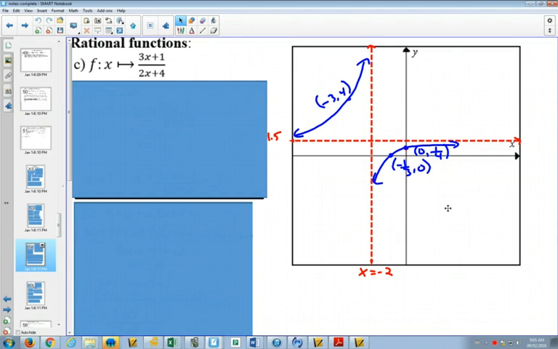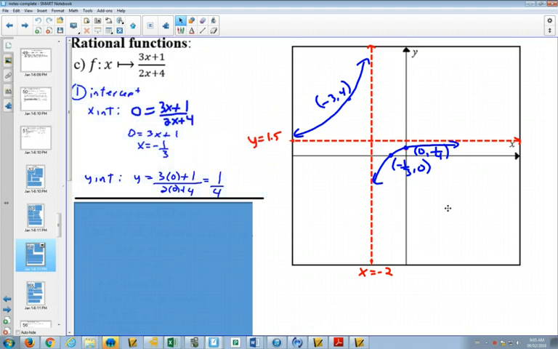So starting off, if we were looking at our x and y intercepts, our x-intercept, if we set it equal to 0, the only time a fraction is equal to 0 is if the numerator is equal to 0. So we look at that 3x plus 1. Is that ever equal to 0? Yes, at negative 1/3. So that's one point we have on our graph, negative 1/3 comma 0. For our y-intercept, if we plug in 0 for x, we get 1/4. So we've already got 2 points on this section of the graph.